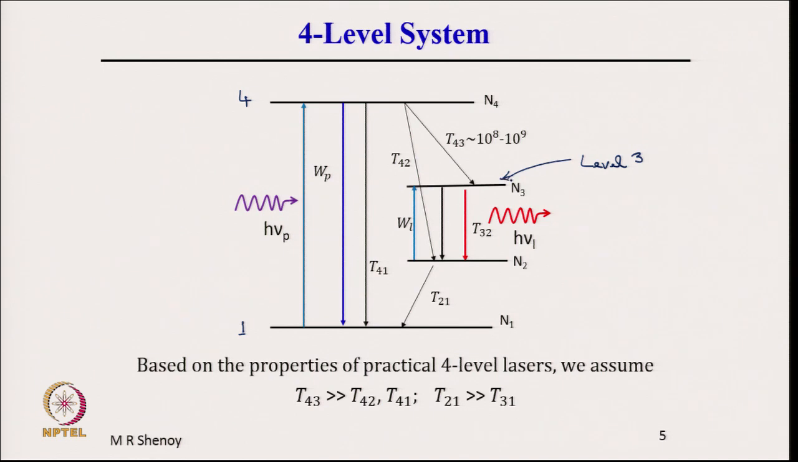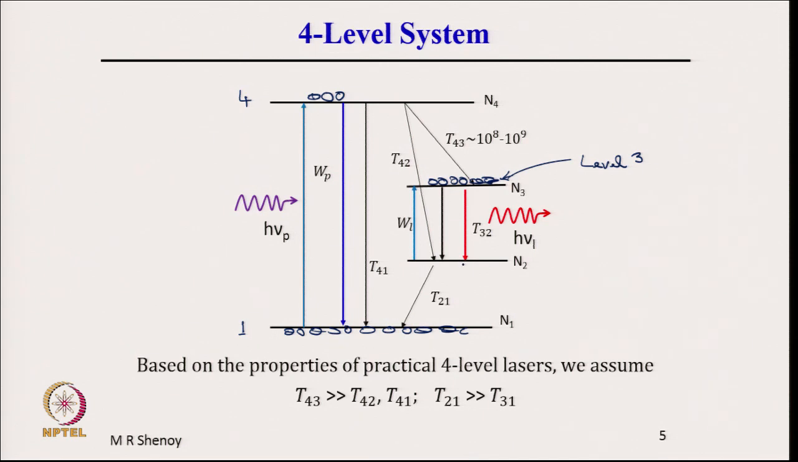and if the lifetime of level 3 is large, or if level 3 happens to be a metastable state, then atoms can get accumulated in this level here. So, we have a large number of atoms here in the ground state, and then atoms are raised to the upper state here. From there they rapidly come down to this state, and if the level has a long lifetime, then atoms can accumulate here.